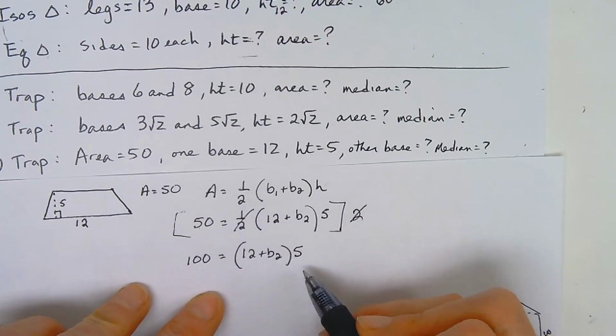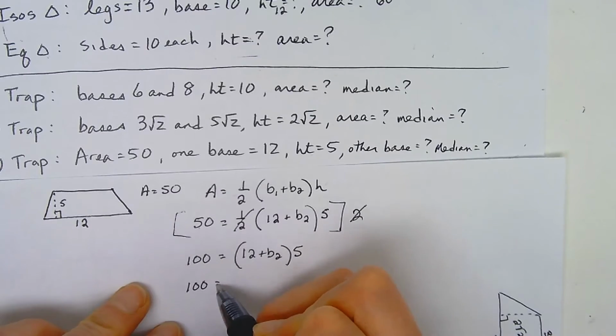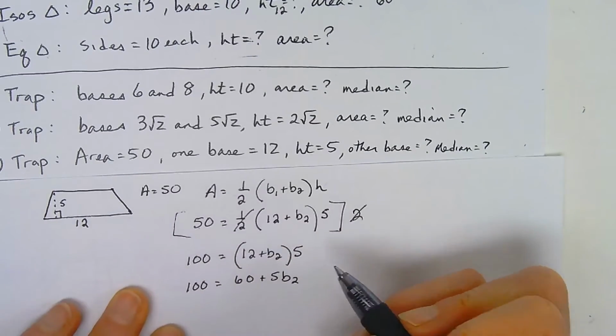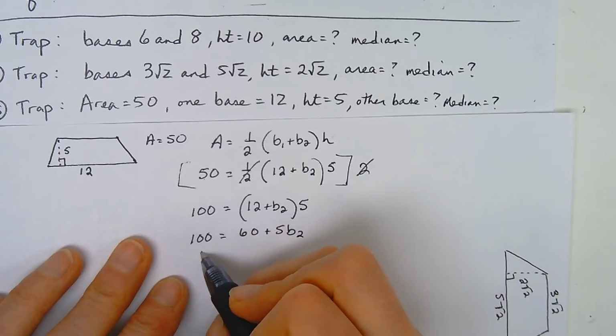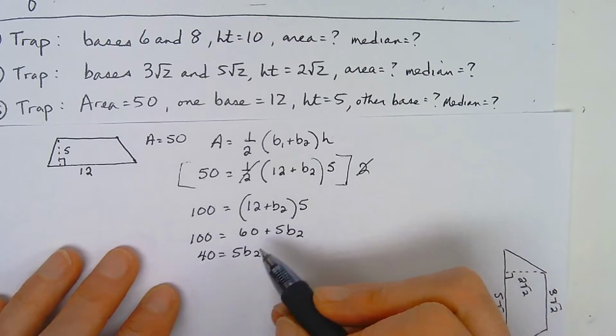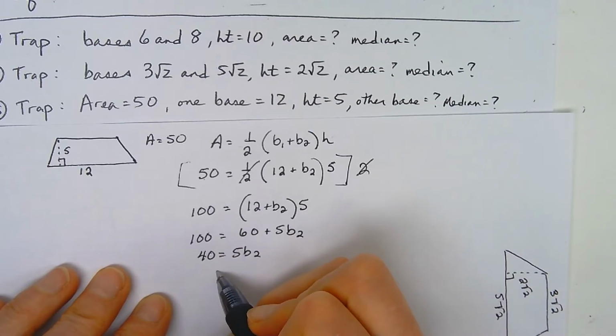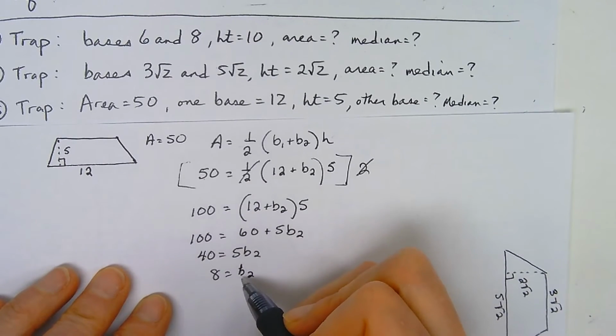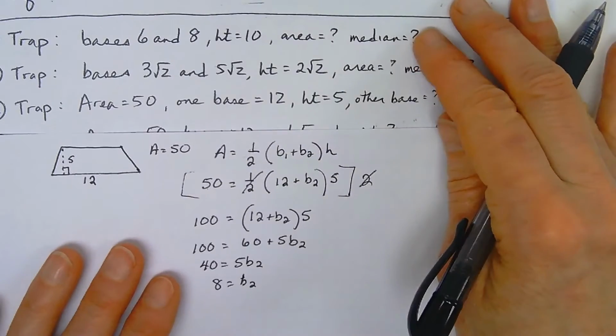We'll have to distribute this 5 out. We get 100 equals 60 plus 5B2. I'm going to subtract 60 from both sides. I get 40 equals 5B2. Dividing both sides by 5, I get 8 equals B2. So the other base is 8.